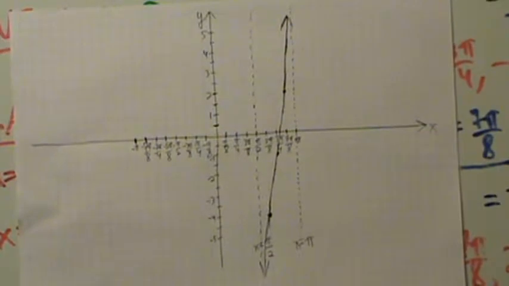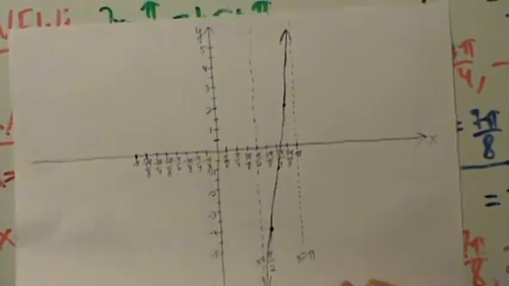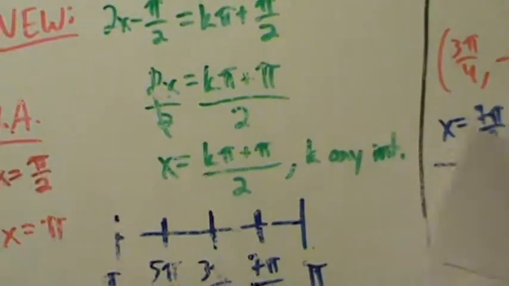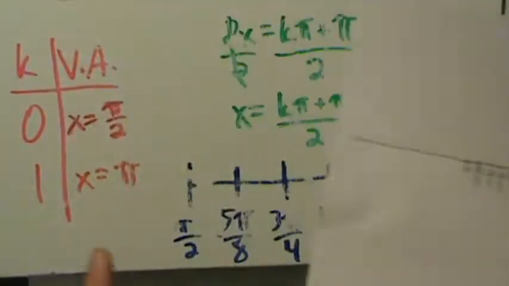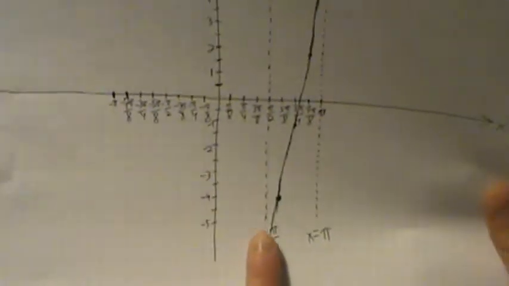Okay, so we can use the period and the general equation of the asymptotes. Remember, way back in an earlier step, we used k equals 0 and 1. So k equals 0 gave us this asymptote here, x equals pi over 2. K equals 1 gave us the next one to the right. So k equals 0, k equals 1.